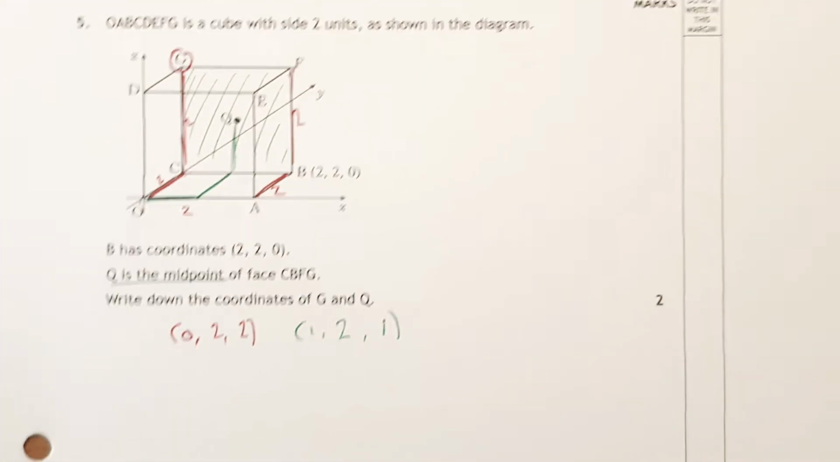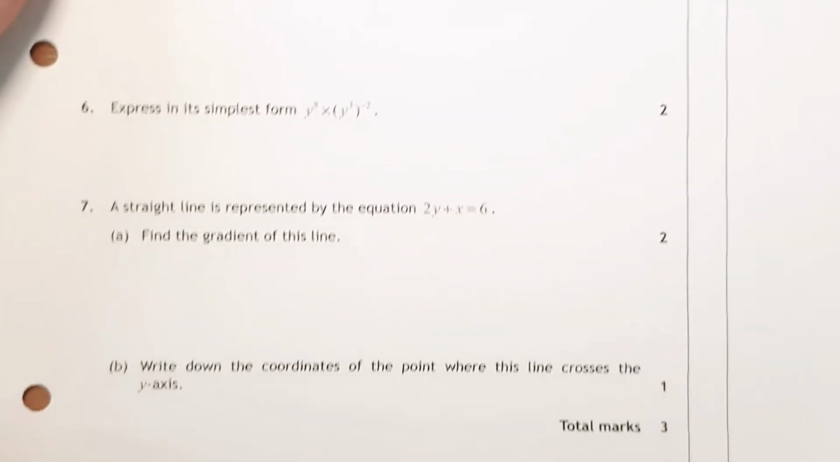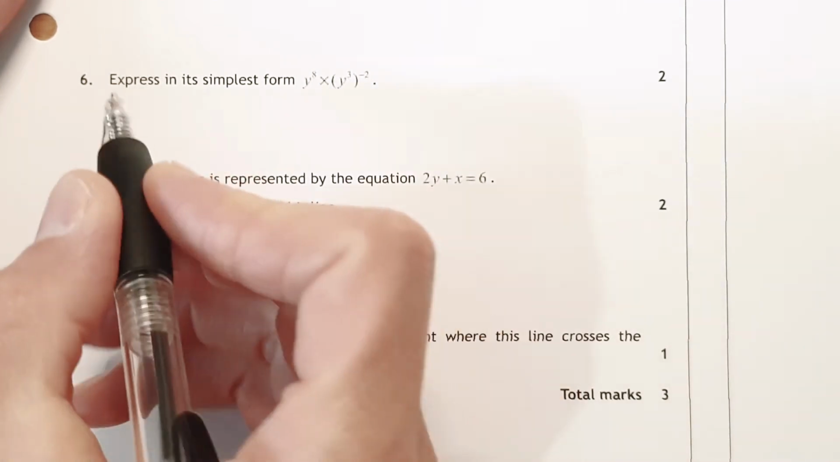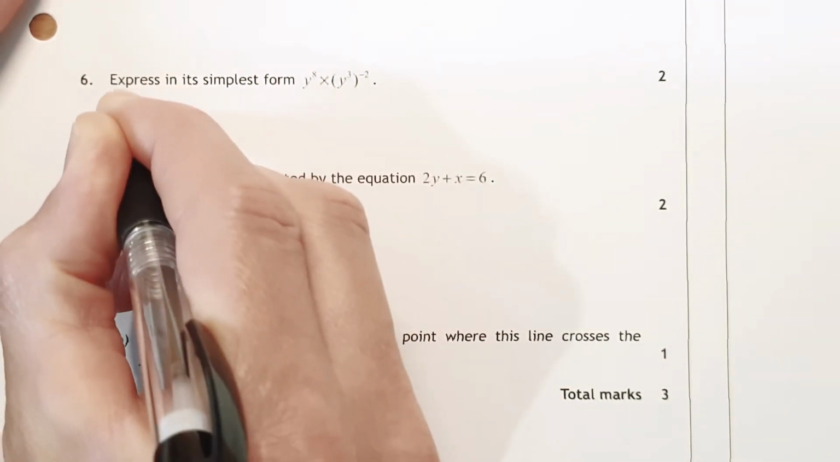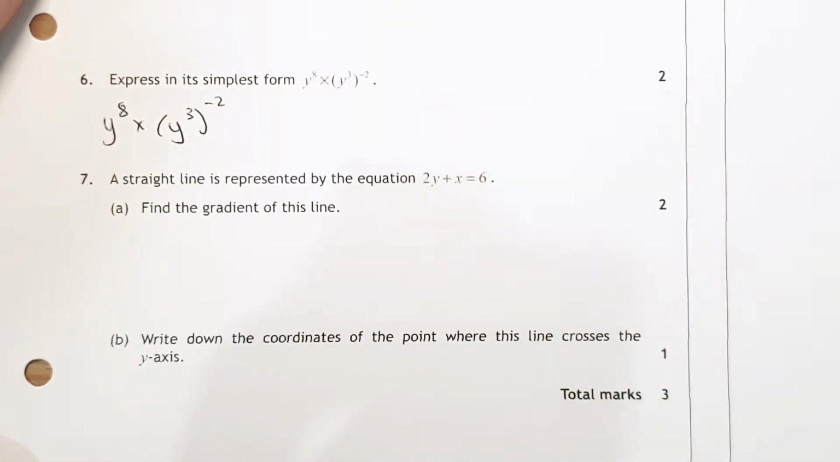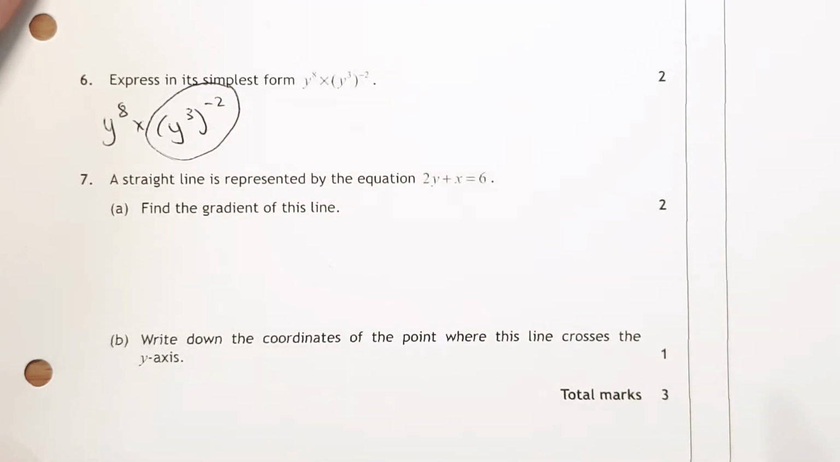Now for the next question, we've got an indices one, and it's to express this in the simplest form. Now it's a wee bit blurry there, but it's y to the 8 times y cubed, and that's to the power of negative 2. So we can deal with this part here first. That's where you multiply the powers together.